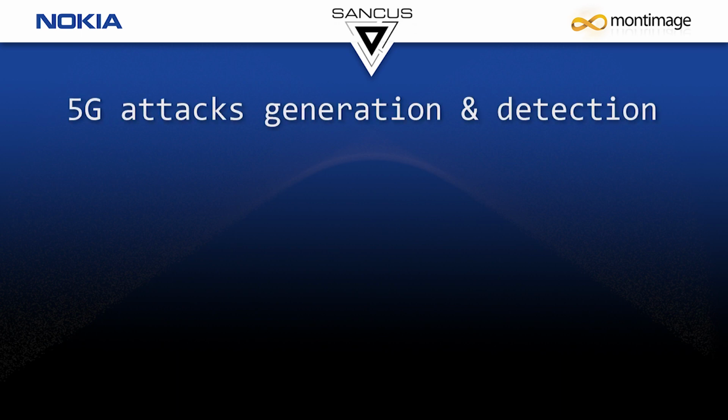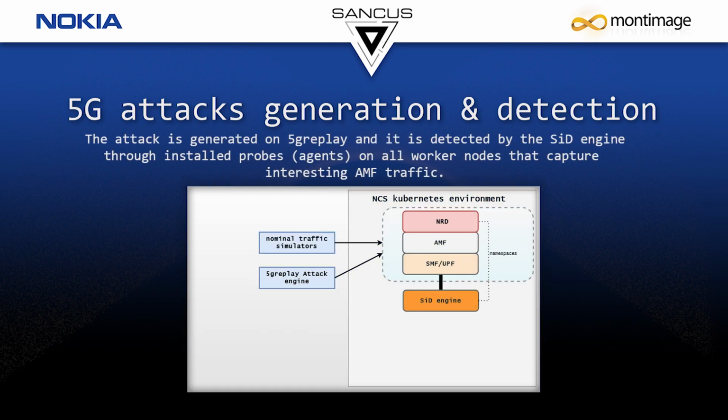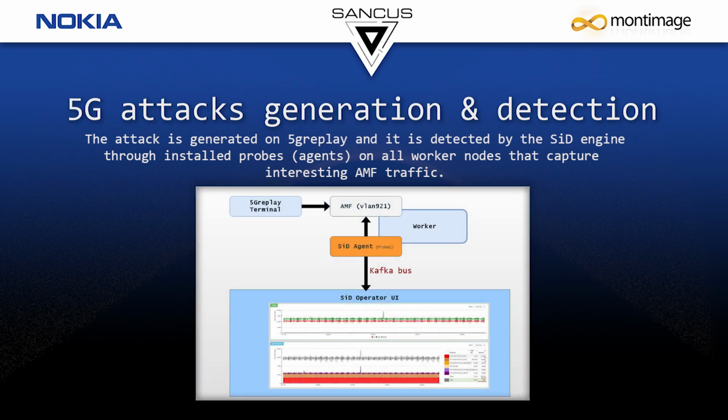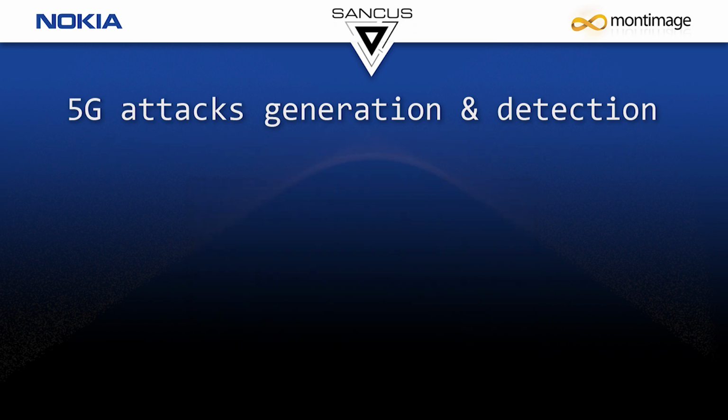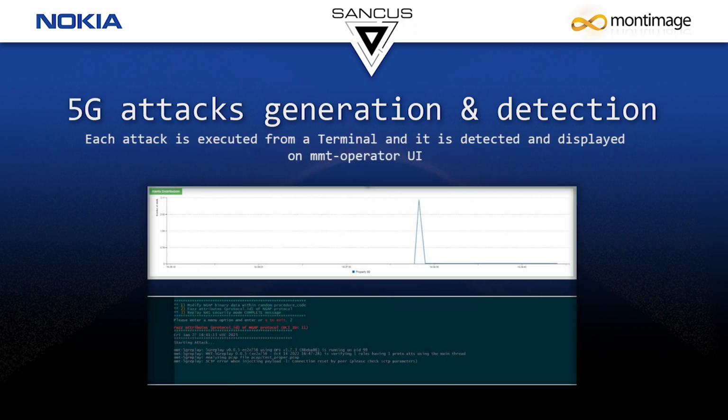5G attacks generation and detection. The attack is generated on 5G replay and it is detected by the seed engine through installed agents on all worker nodes that capture interesting AMF traffic. Each attack is executed from a terminal and it is detected and displayed on MMT operator UI.